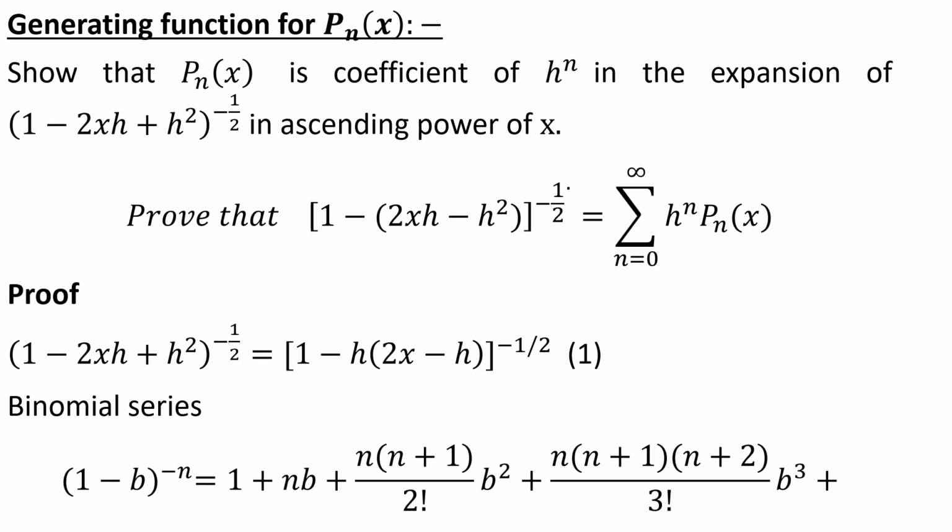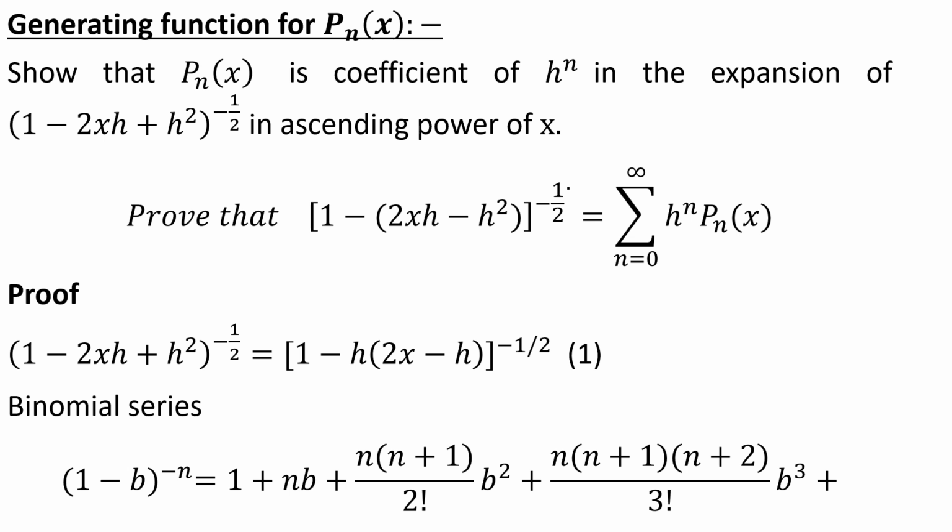So that is the statement. Show that Pn(x) is the coefficient of h to the power n in the expansion of this term, right? So we have to prove this formula: (1 minus 2xh plus h square) to the power minus half is equal to the sum from n equal to 0 to infinity. The value of n we can change here. You can take n or n minus 1, it is up to you, and we have to add all these terms to get this relationship.